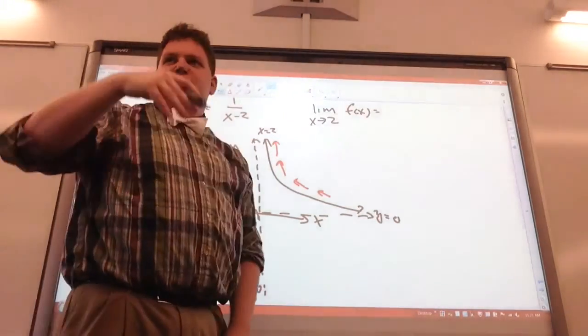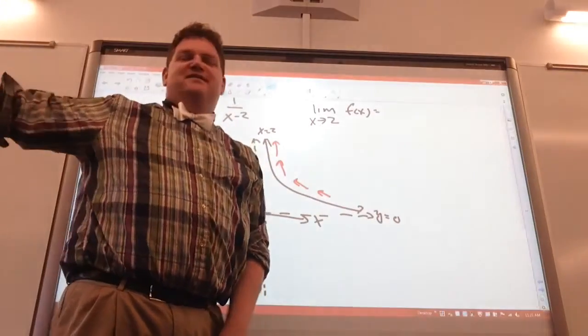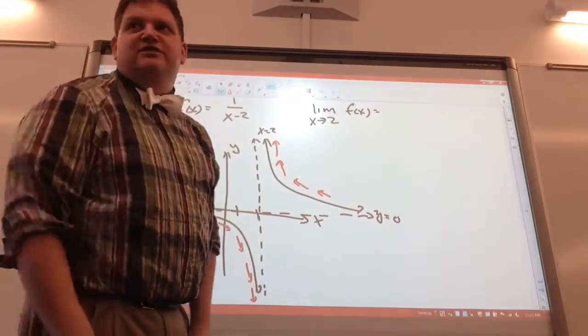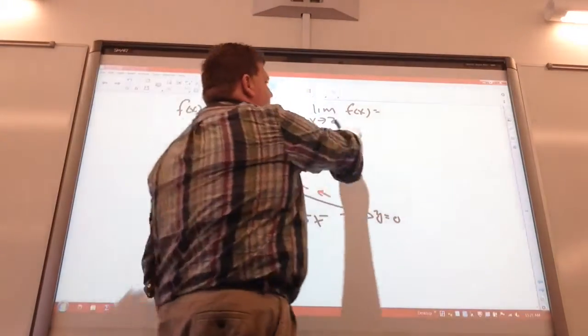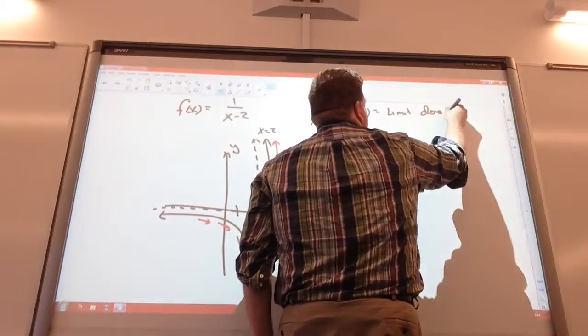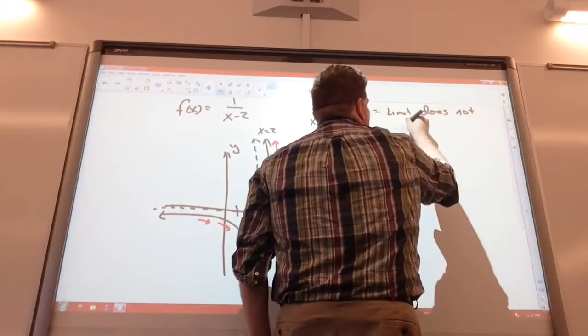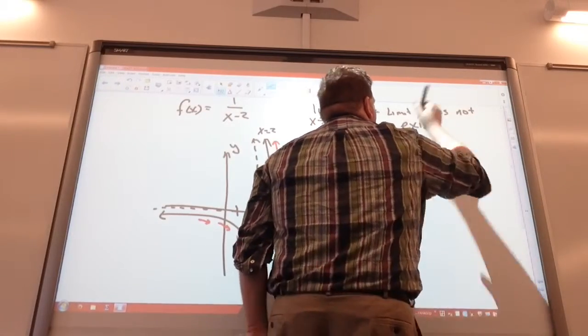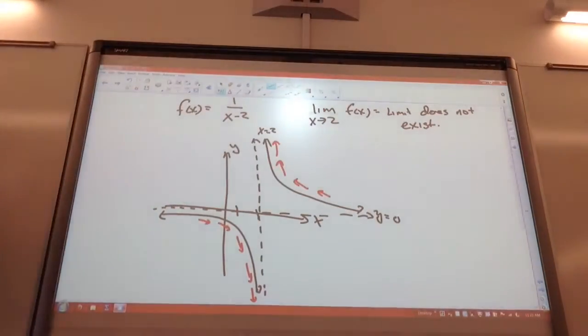If you want to, you can write DNE and say it means does not exist, and then next time you use it, just use DNE. But basically, the limit does not exist. That is the correct way to say this problem right here. All right, everyone got that? So graphically, we can see there's no limit because you've got this big jump in our graph. Let's take a look at another one.